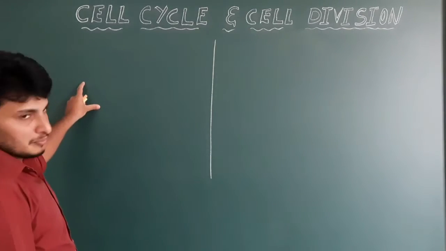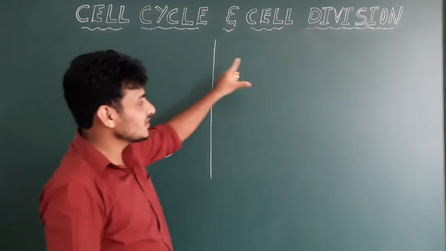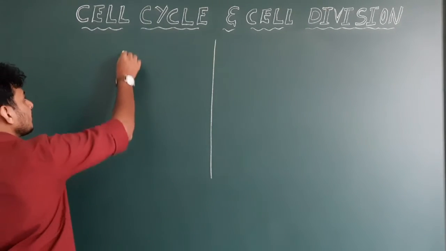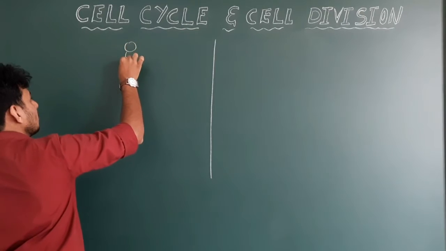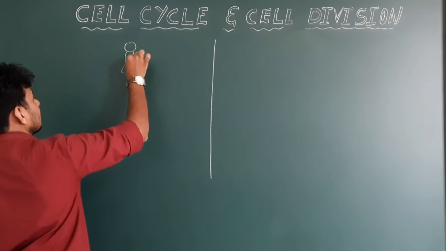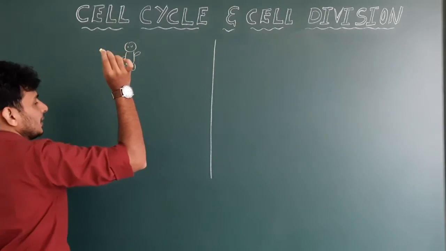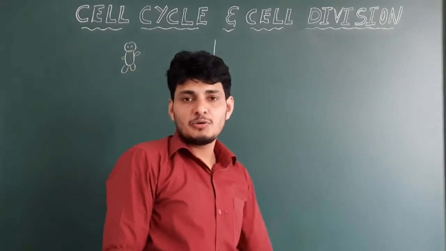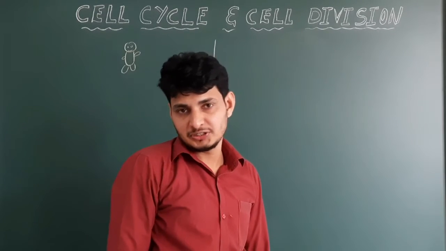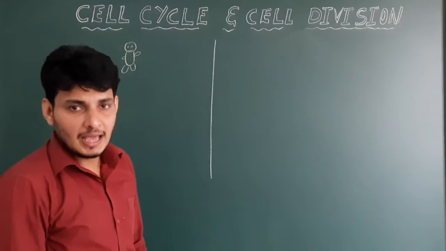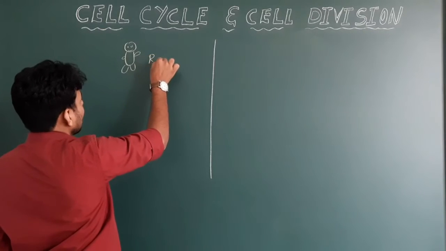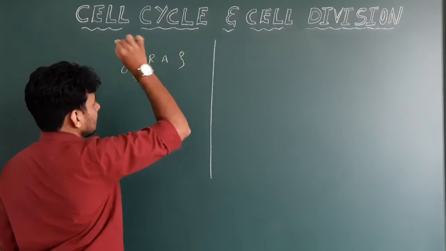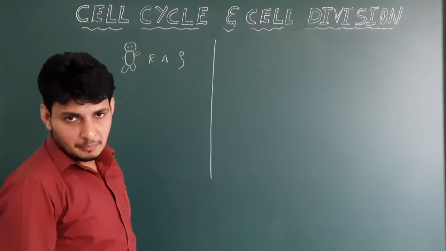This particular part of the board belongs to males and this is for females. I use yellow color to draw the diagram of a male. And imagine he is now in his adolescence stage, that is, he is reproductively active. So we just write RA, reproductively active. That means he is able to produce this, that is nothing but sperm.